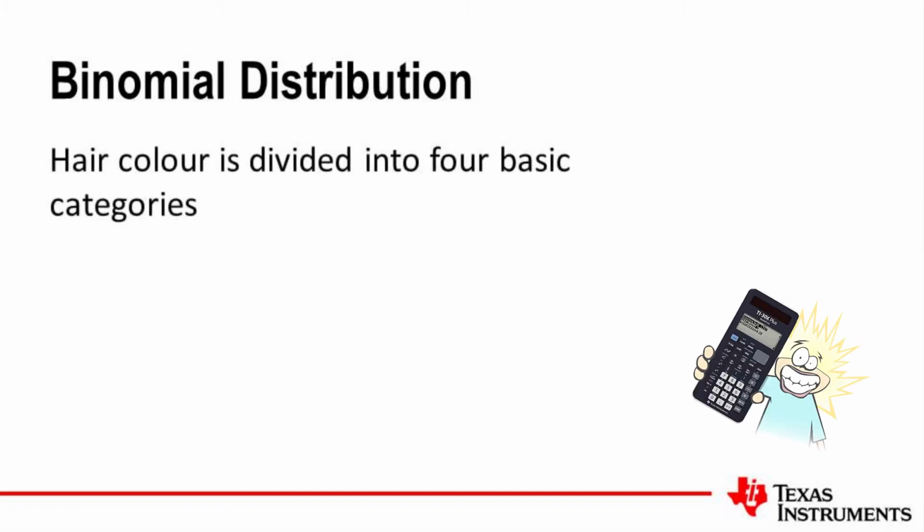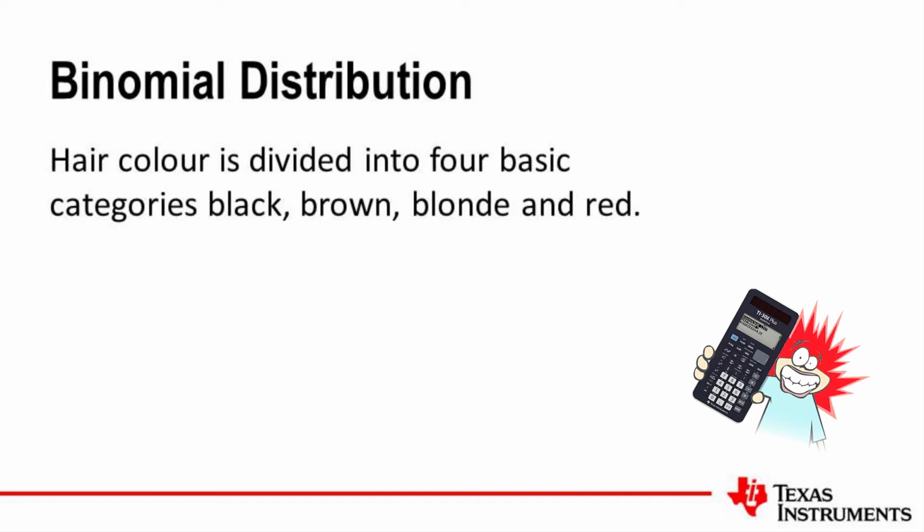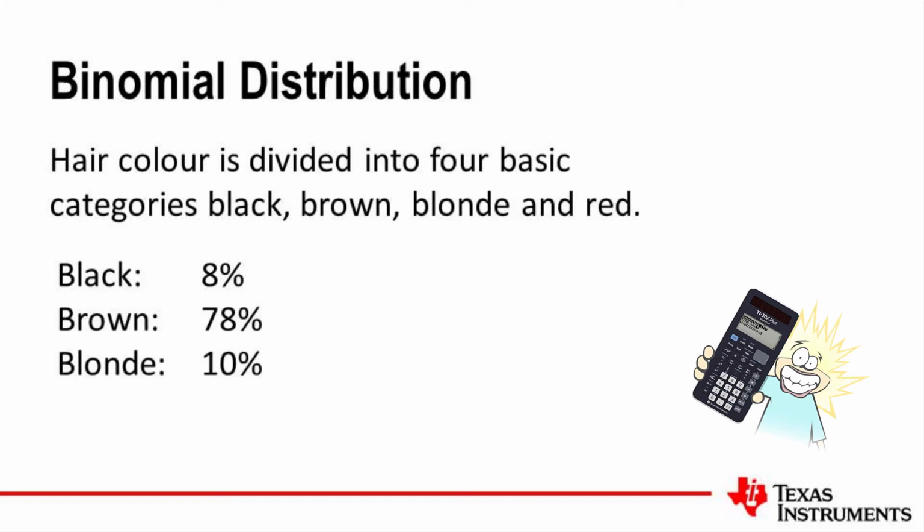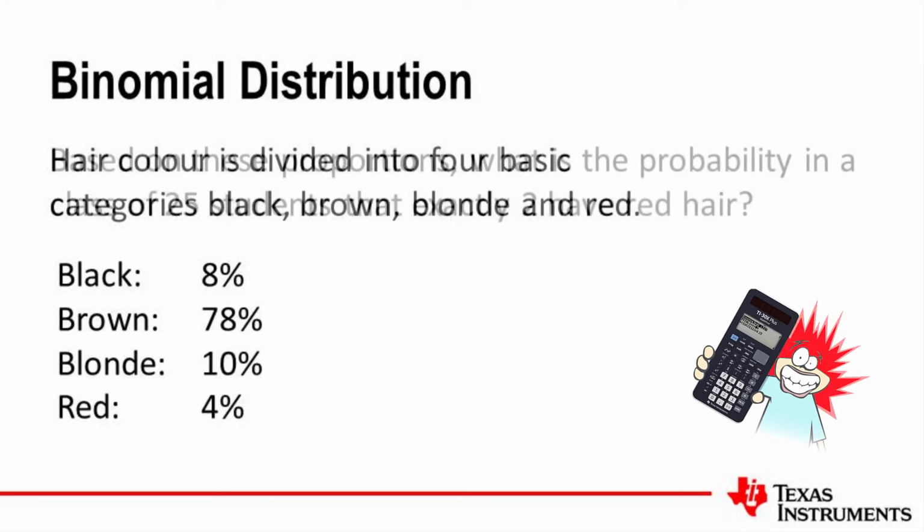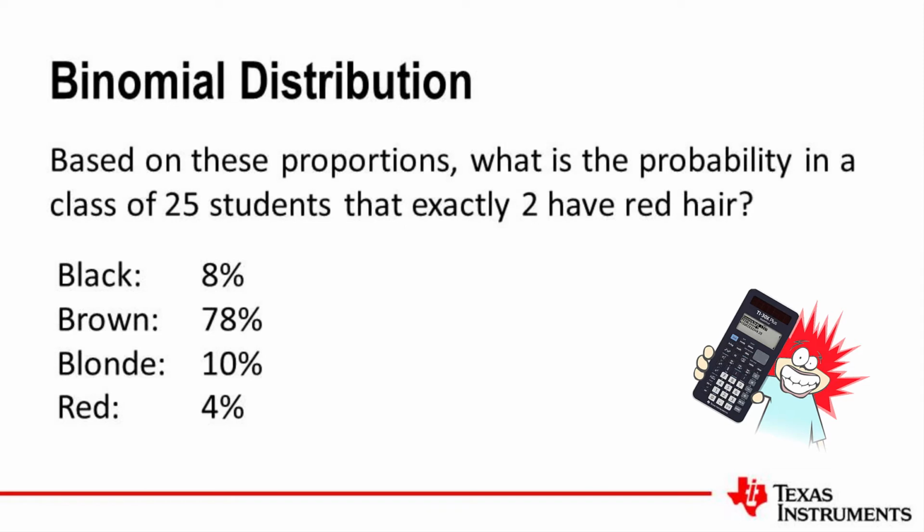Hair color can be divided into four basic categories: black, brown, blonde, and red. The proportion of the world's population with each respective hair color is approximately 8% black, 78% brown, 10% blonde, and 4% red. Based on these proportions, what is the probability in a class of 25 students that exactly 2 have red hair?